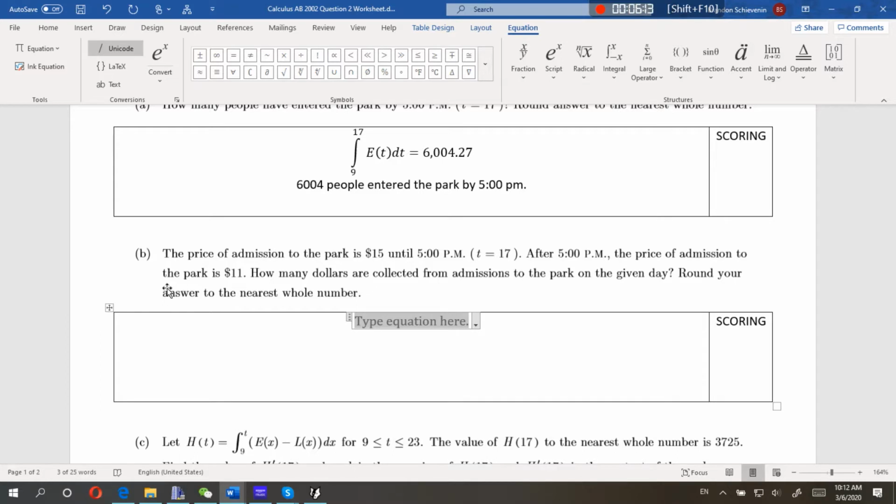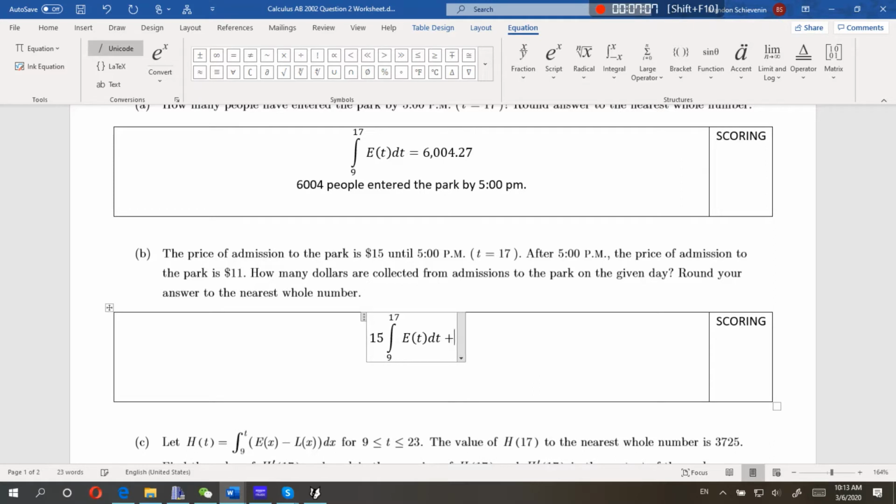So the price of admission to the park. So we have to find the total amount of money collected from people. The number of people that came in until 5 o'clock times 15, you're right. So that's what we had last time. This is the number of people that entered by 5 p.m. So I'm going to multiply that one by 15.